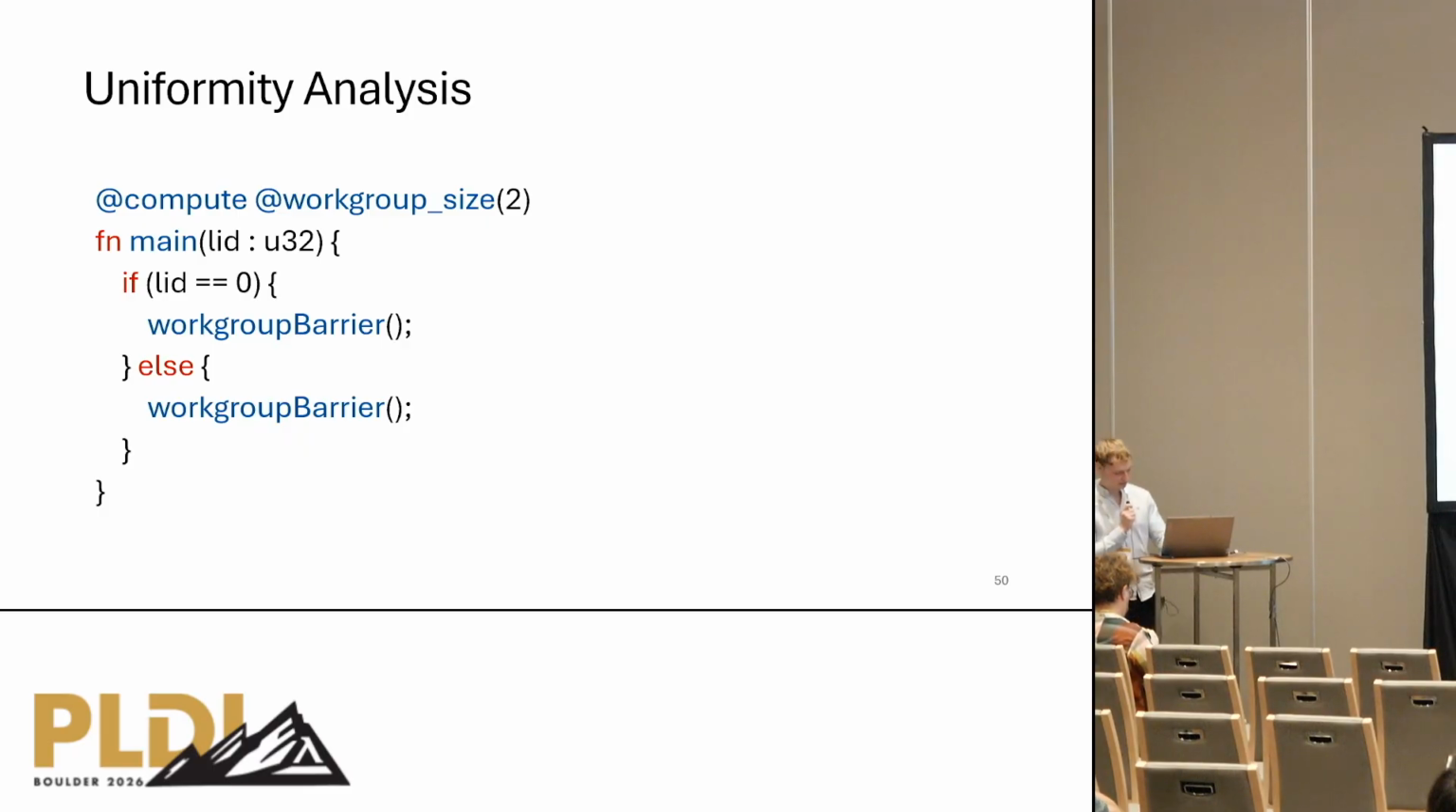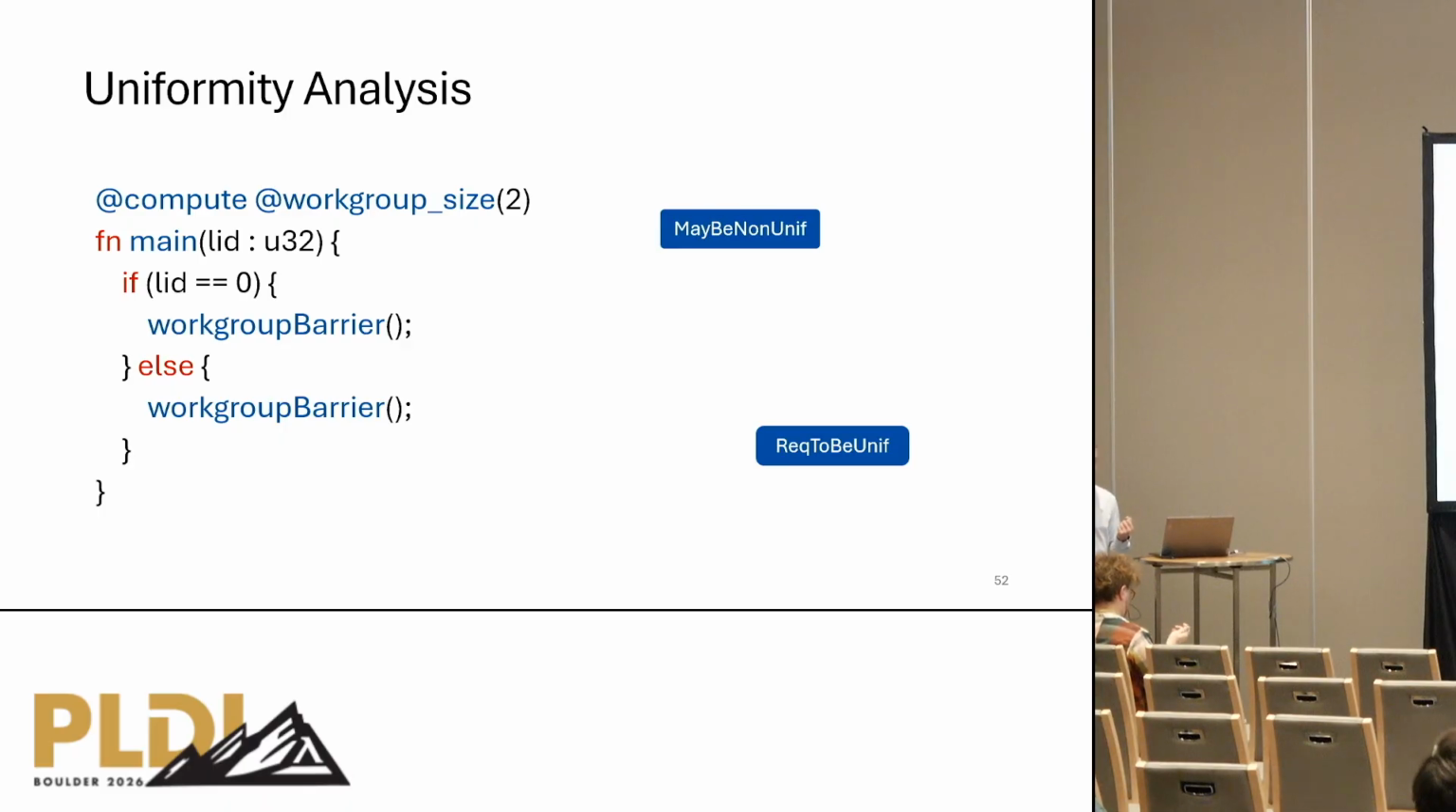This is the example we've seen before, a nice contrived example, but it will help to demonstrate the analysis. The analysis builds a graph, and it is centered around these two special nodes. The first special node is maybe non-uniform, and what this node does is it taints expressions and control flow as being non-uniform. This is a static taint analysis after all. The second important node is required to be uniform, and this is going to indicate that some piece of control flow or some expression must have a uniform value or must uniformly be executed by all threads.